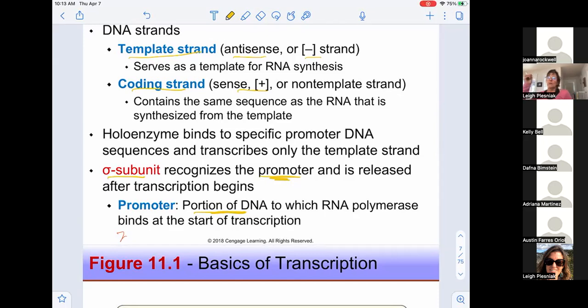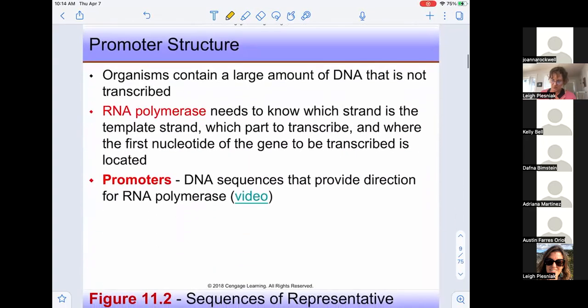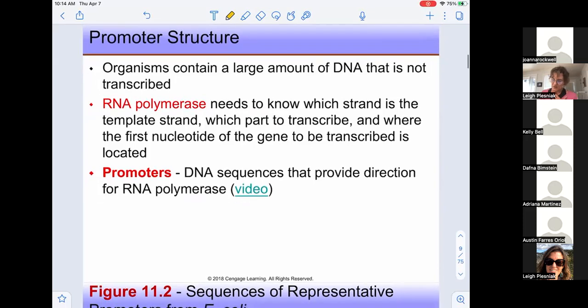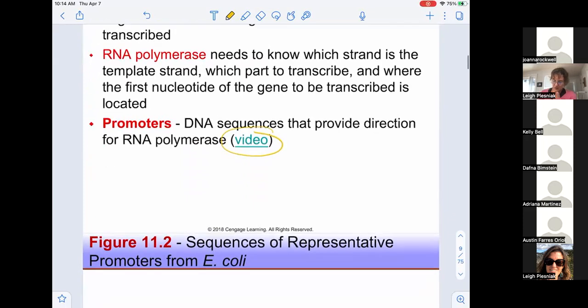Okay, so we have this whole big genome, and only some subset of it is going to be transcribed. And so the RNA polymerase needs to know where to bind on the DNA, and it does so by binding the promoter. That's basically what I just said here. Here's a video about the promoter.